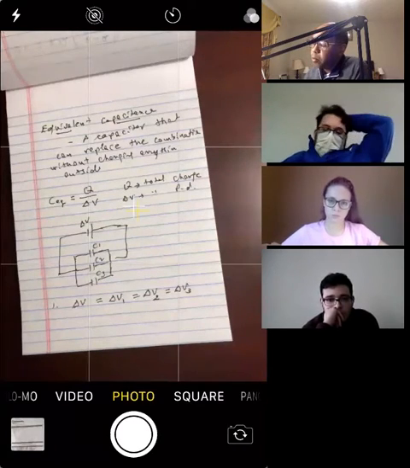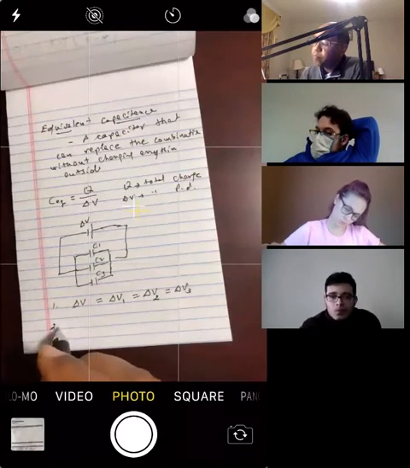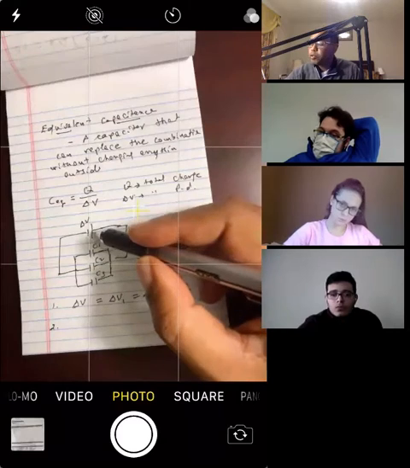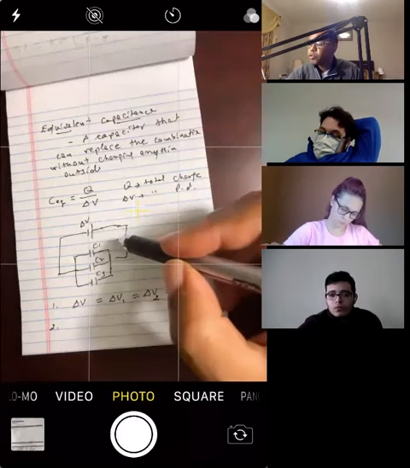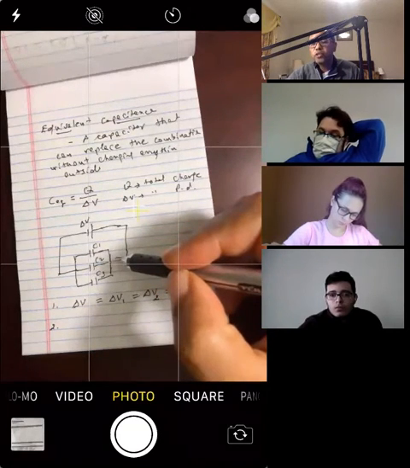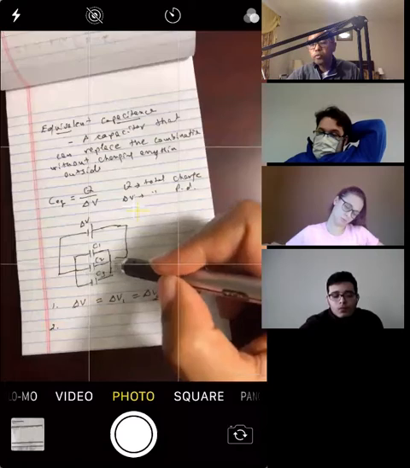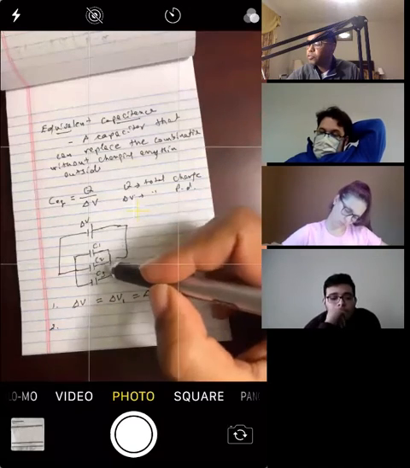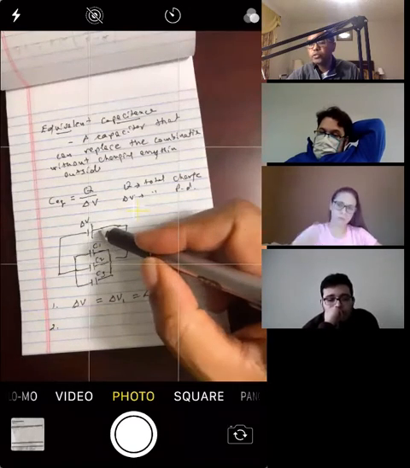Okay, how about for charges? This positive terminal of the battery, what is it doing? It takes electrons. Where does it take the electrons from? It takes them from all of them. It takes electrons from all these capacitors, right?